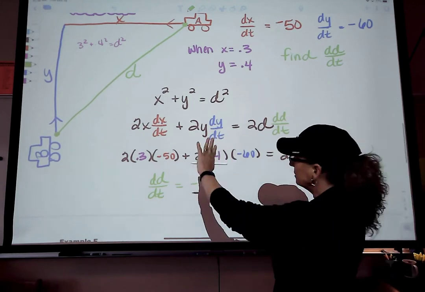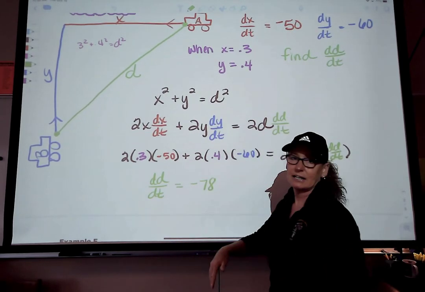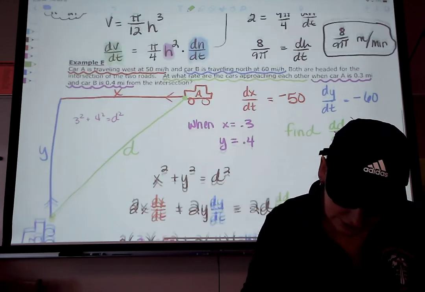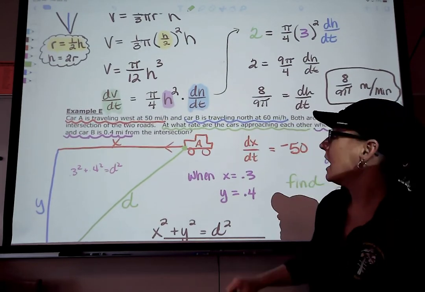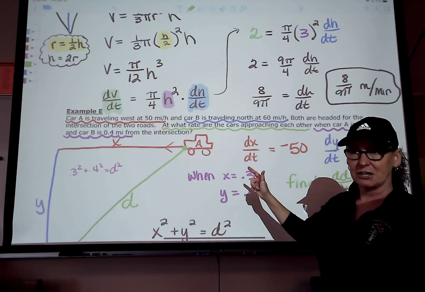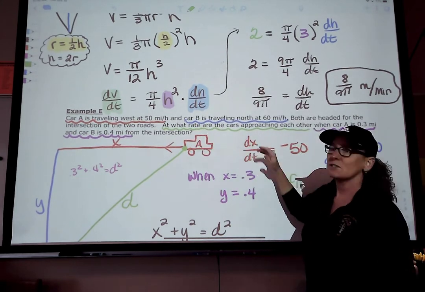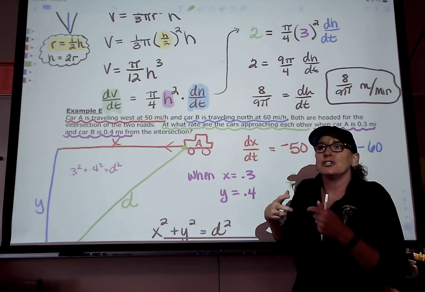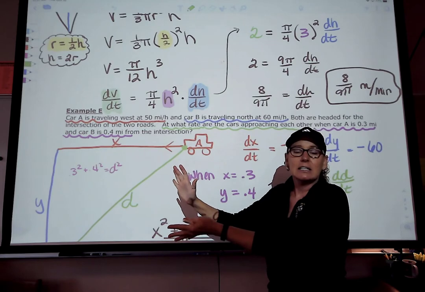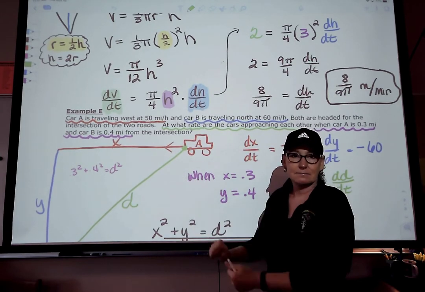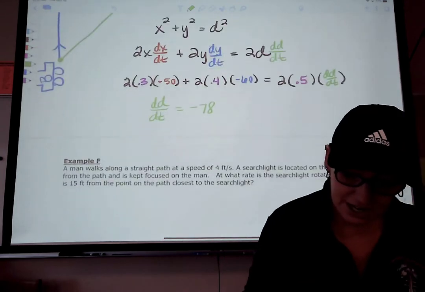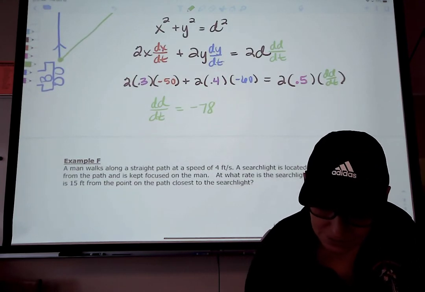Okay, so I solved it. I got negative 78. Is that the answer to the question? It's a negative. Be careful. Is that the answer to the question? At what rate are the cars approaching each other? Does the way this is phrased already lead you to believe that that distance is decreasing? It does. At what rate are they approaching each other? So I'm going to leave off the negative when I give my final answer.